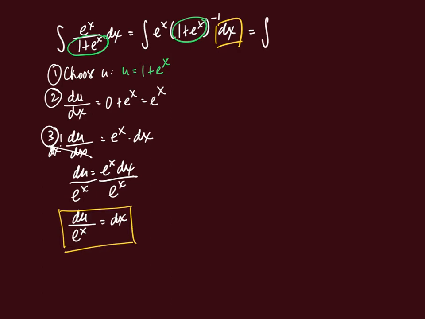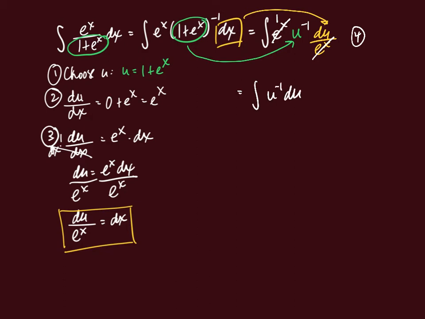So again, anything that doesn't have a circle or square around it stays. And then anything that does have a circle or square gets replaced. So that gets replaced, and that gets replaced. But now we're going to clean up. e to the x over e to the x is 1. So this was step 4. So this is u to the negative 1 du, which, if we go back to our first slide, that antiderivative is ln of u plus c.